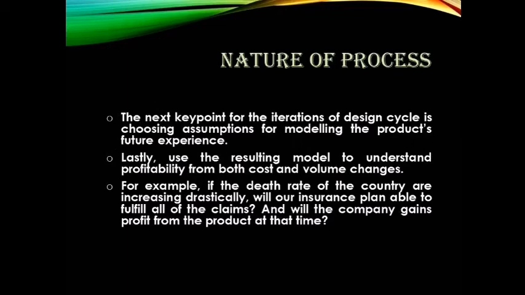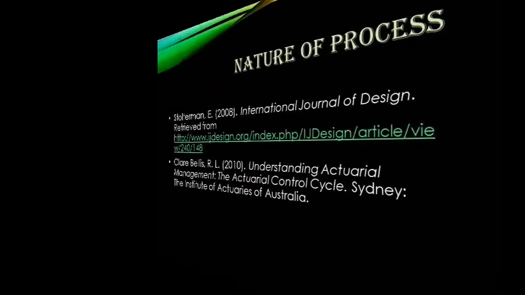The next key point for the iterations of the design cycle is choosing assumptions for modeling the product's future experience. Lastly, use the resulting model to understand profitability from both cost and volume changes. For better understanding of this, designers will try to design their product as perfectly as they can, meaning that the product can do well even if something bad happens in the future. For example, if the death rate of the country is increasing drastically, will our insurance plan be able to fulfill all of the claims? And will the company gain profit from the product at that time?